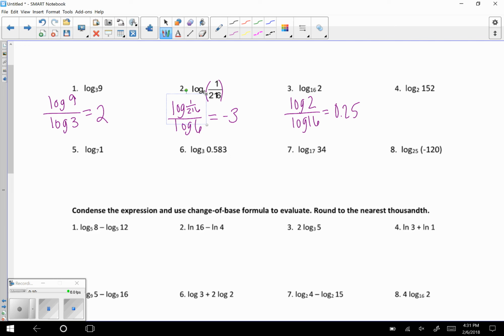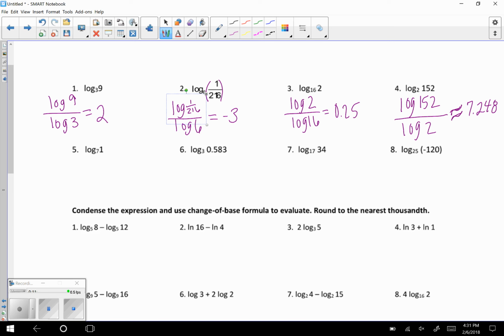Okay. Number 4, log of 152 over log of 2 equals, and we're going to actually say approximately 7.248. We're going to go 3 decimals. Okay, and anytime you round, we're just going to approximate there.